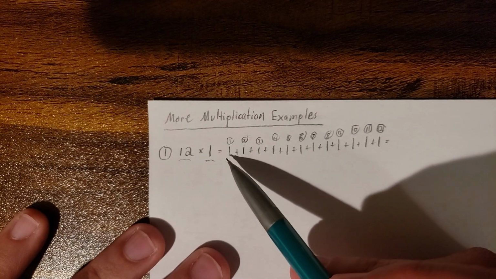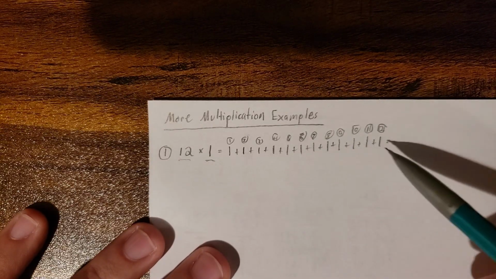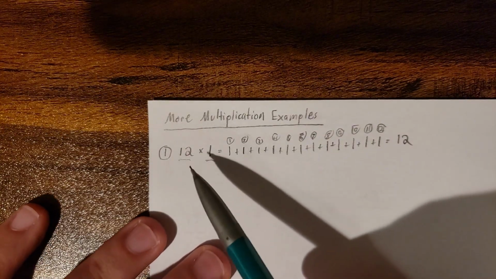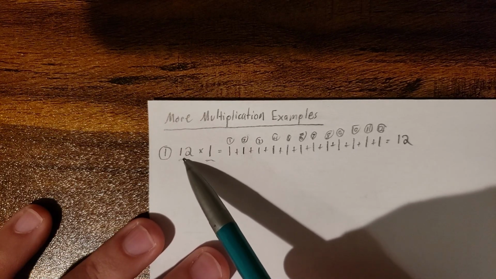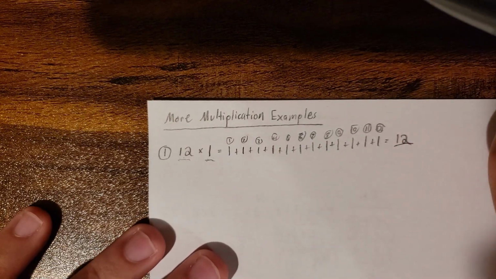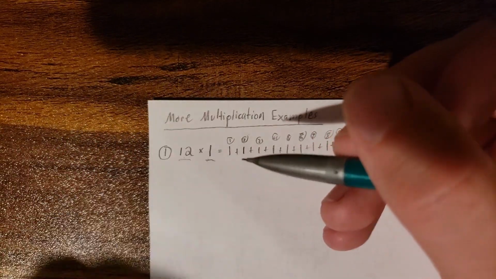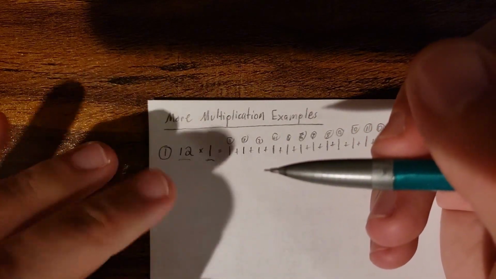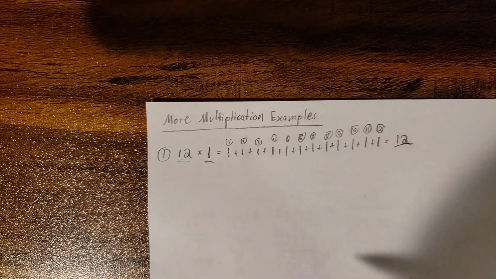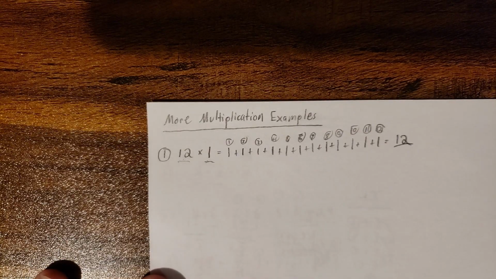So as we know, this is just pretty much straightforward counting. 1, 2, 3, 4, 5, 6, 7, 8, 9, 10, 11, 12. We have 12. And you're going to find out pretty quickly that any number times 1 is going to just be that number. It works the same way for 2 times 1, that would be 1, 2. 3 times 1 would be 1, 2, 3. 4 times 1, 1, 2, 3, 4. 5 times 1, 1, 2, 3, 4, 5. And just like that. So any number times 1 is going to be whatever that first number is.